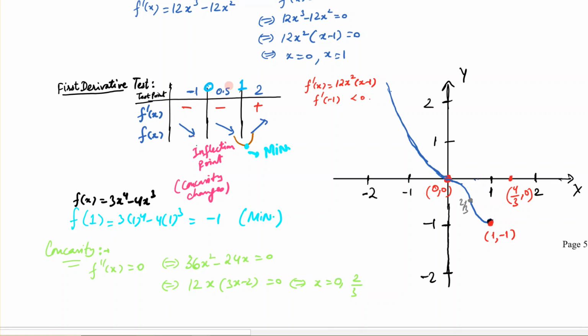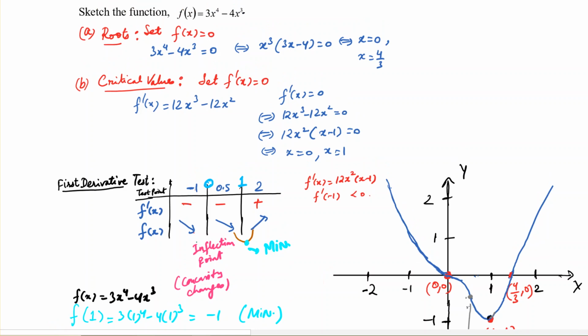So after 1 it starts increasing, and then it crosses the axis at 4 over 3 because that's another root, and then it keeps increasing from there on. So this is roughly what our curve looks like. So that is our curve sketching. I hope that makes sense, because this point is going to be 2 over 3 and some corresponding y value. So that's our possible inflection point, the second one. That's why there is a little tint in the curve, because it changes its concavity here. So that gives us a rough idea of our sketch.